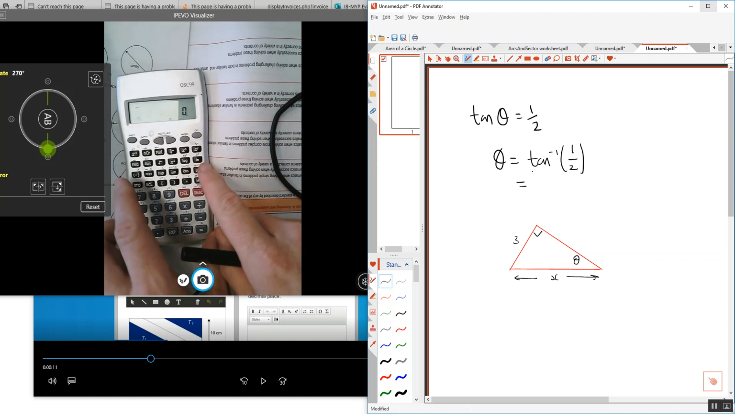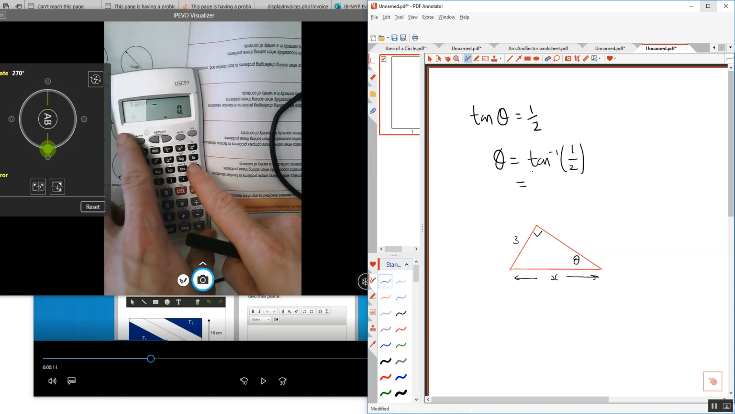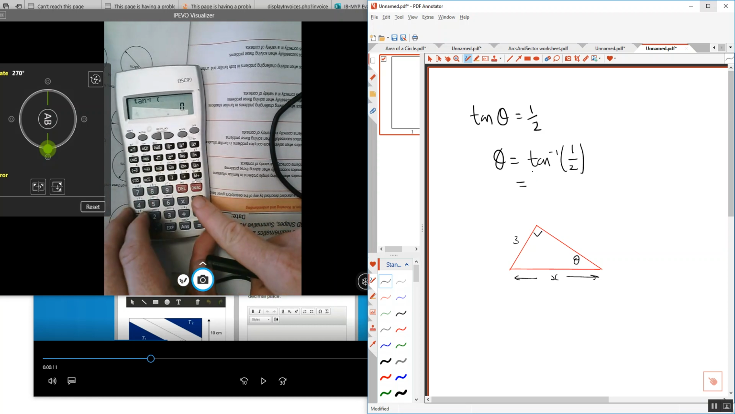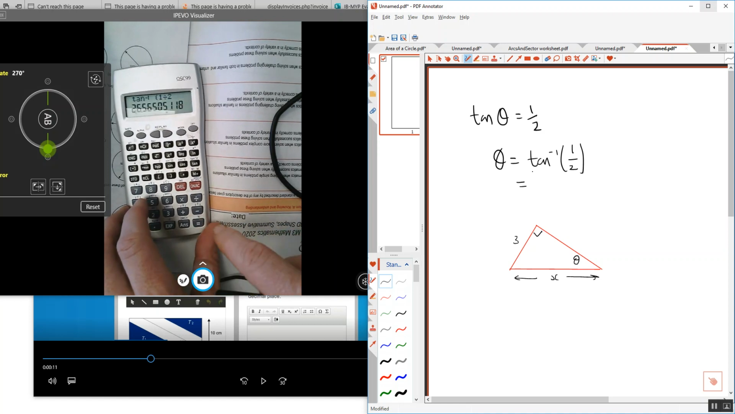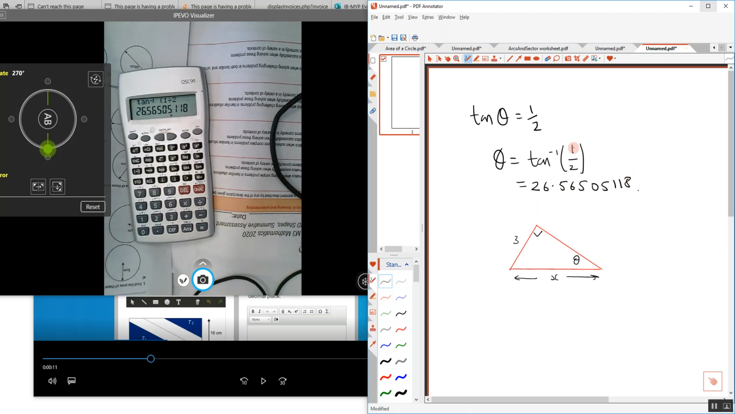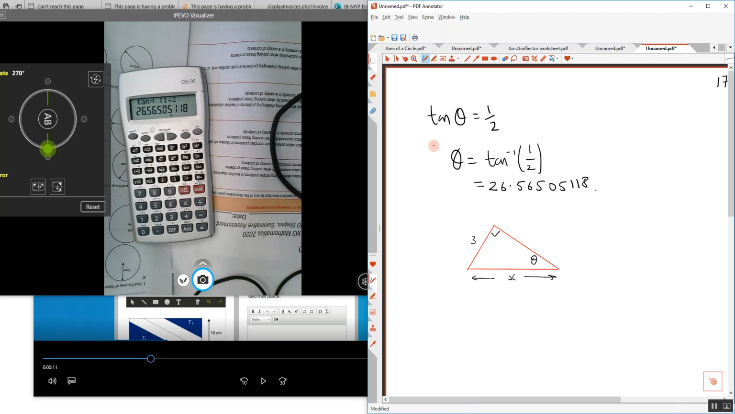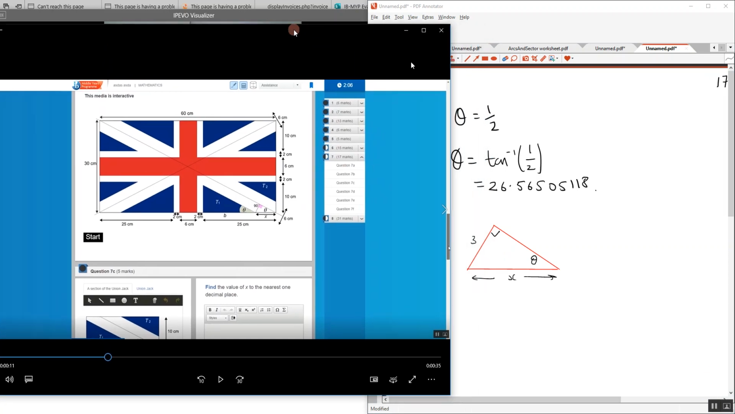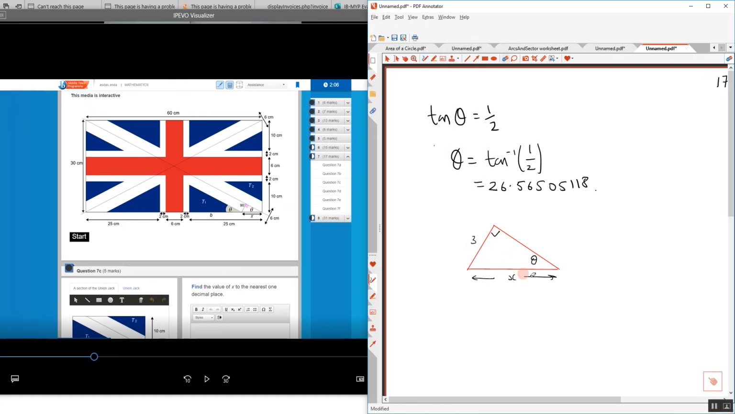Yep, good. So make sure we put it in correctly. Inverse tan of 1/2. Now I'm going to use brackets just to make sure. 26.56 and so on. So this is our angle, 26.56505118. Now, am I going to round that answer? Nope. Good. Because we do our rounding at the very end. So this angle is 26.565.